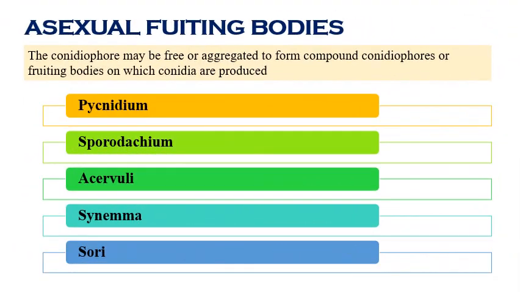Let's start with asexual fruiting bodies. Before understanding this, fungi can reproduce by both sexual and asexual reproduction types. Now, in the asexual life cycle, asexual spores are produced from the asexual fruiting bodies. In the sexual life cycle, sexual spores are produced from a sexual fruiting body. So, if it is an asexual fruiting body, asexual spores are produced. If it is a sexual fruiting body, sexual spores are produced.